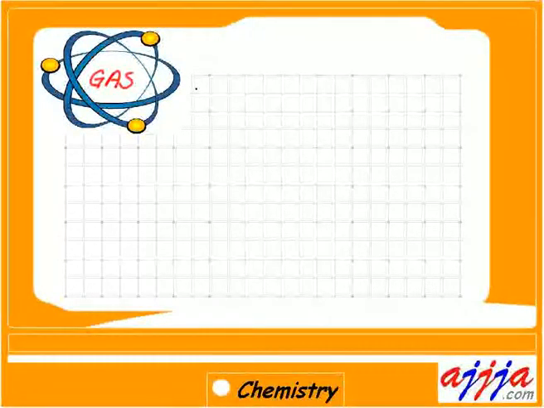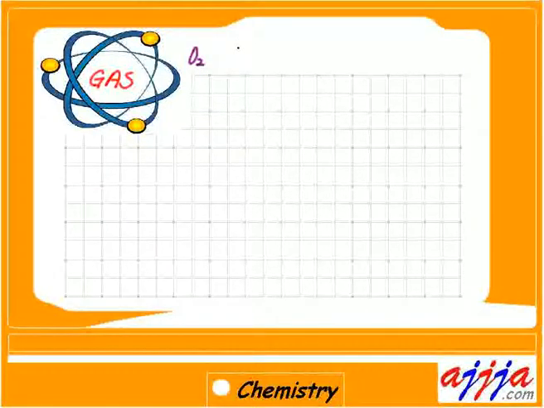Gas. What comes to your mind first? Maybe oxygen gas. Oxygen gas. What about the second one? The ideal gas law, which is PV over T.